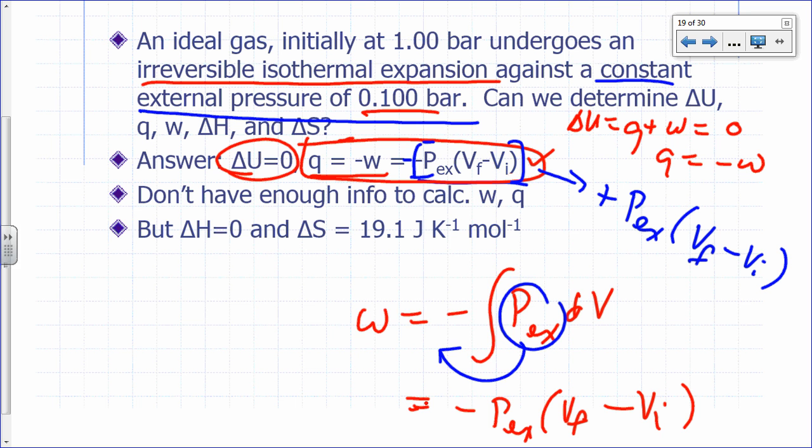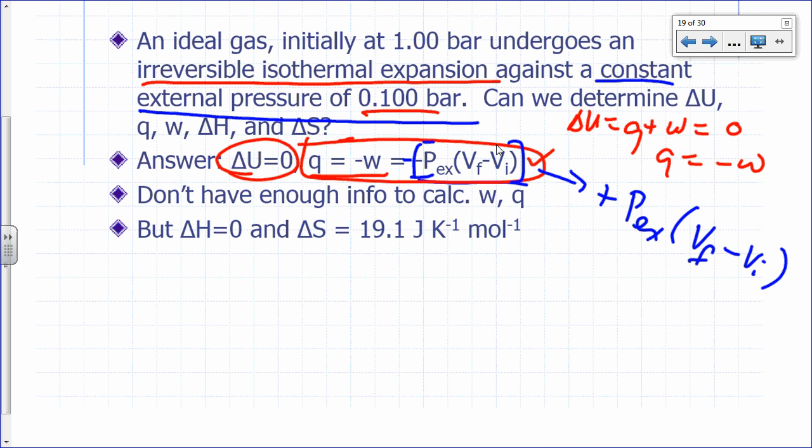Okay, do we have enough information to actually calculate W and Q? We don't know, because we don't know what the final volume is, what the initial volume is, right? But do we know delta H? Why is delta H equal to 0? Isothermal, ideal gas. Delta H is 0. We've shown that earlier, right? Delta H and delta U are 0. It's isothermal and ideal gas.